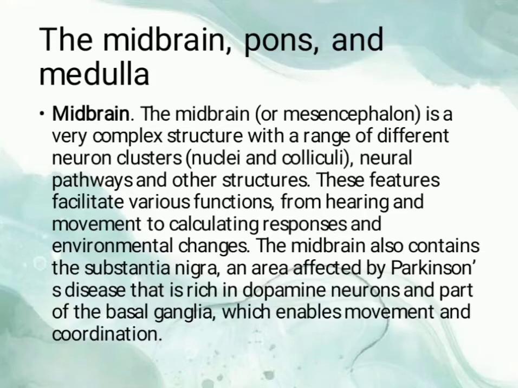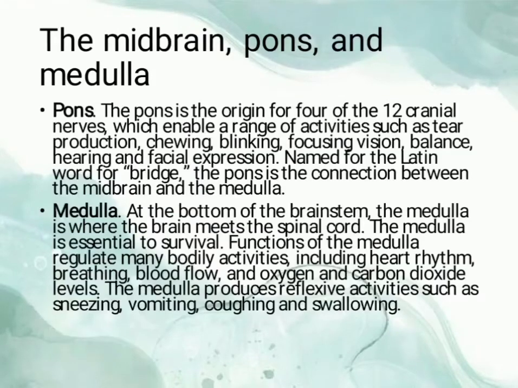The midbrain is a very complex structure with a range of different neuron clusters, neural pathways, and other structures. These features facilitate various functions such as hearing and movement, to calculating responses and environmental changes. The midbrain also contains the substantia nigra, affected by Parkinson's disease, that is rich in dopamine neurons, and parts of the basal ganglia, which enables movement and coordination. The second part of the brainstem is the pons.